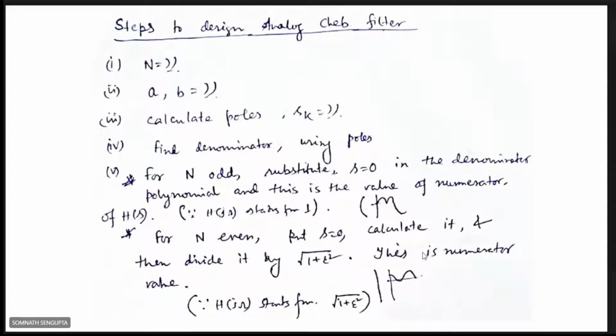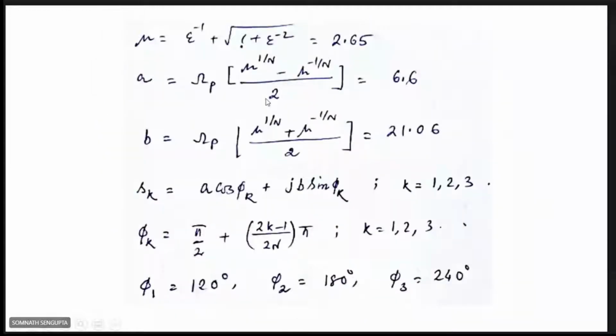Then what is the next step? It is to calculate A and B. What are A and B? A and B are given by this formula, which depends on omega p and mu. So you have to calculate mu. Mu is equal to epsilon inverse plus root over 1 plus epsilon to the power minus 2. From there we get the values of mu, A and B, and then use the formula for the poles.